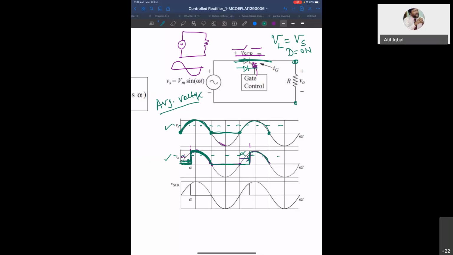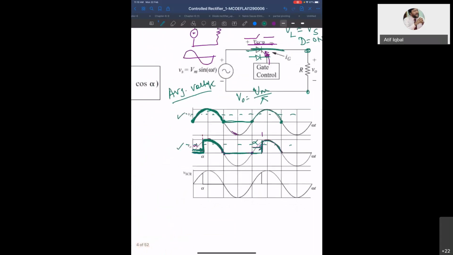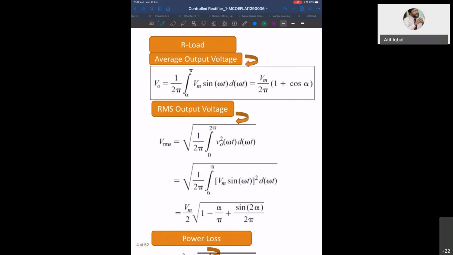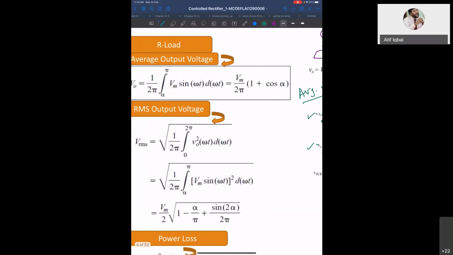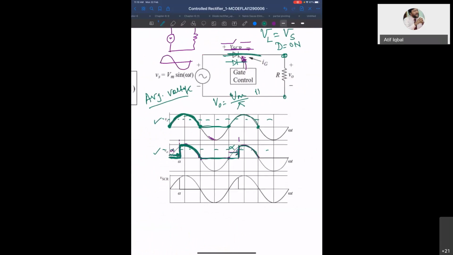But here you see, in the diode based, you do not have any control. What is the average voltage, is it Vm by pi or 2 Vm by pi? Let me check. Yeah, in the half wave, it is Vm by pi. Yes, for half wave, it is Vm by pi. Okay. This is your fixed value.